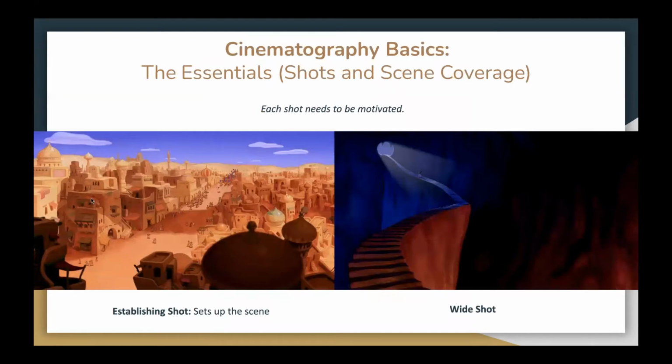You've got your establishing shot, which sets up the scene, and it's typically a wide shot, but it doesn't necessarily have to be a wide shot, because an establishing shot just shows you where you are, what you're doing. And of course, you've got this wide shot over here.